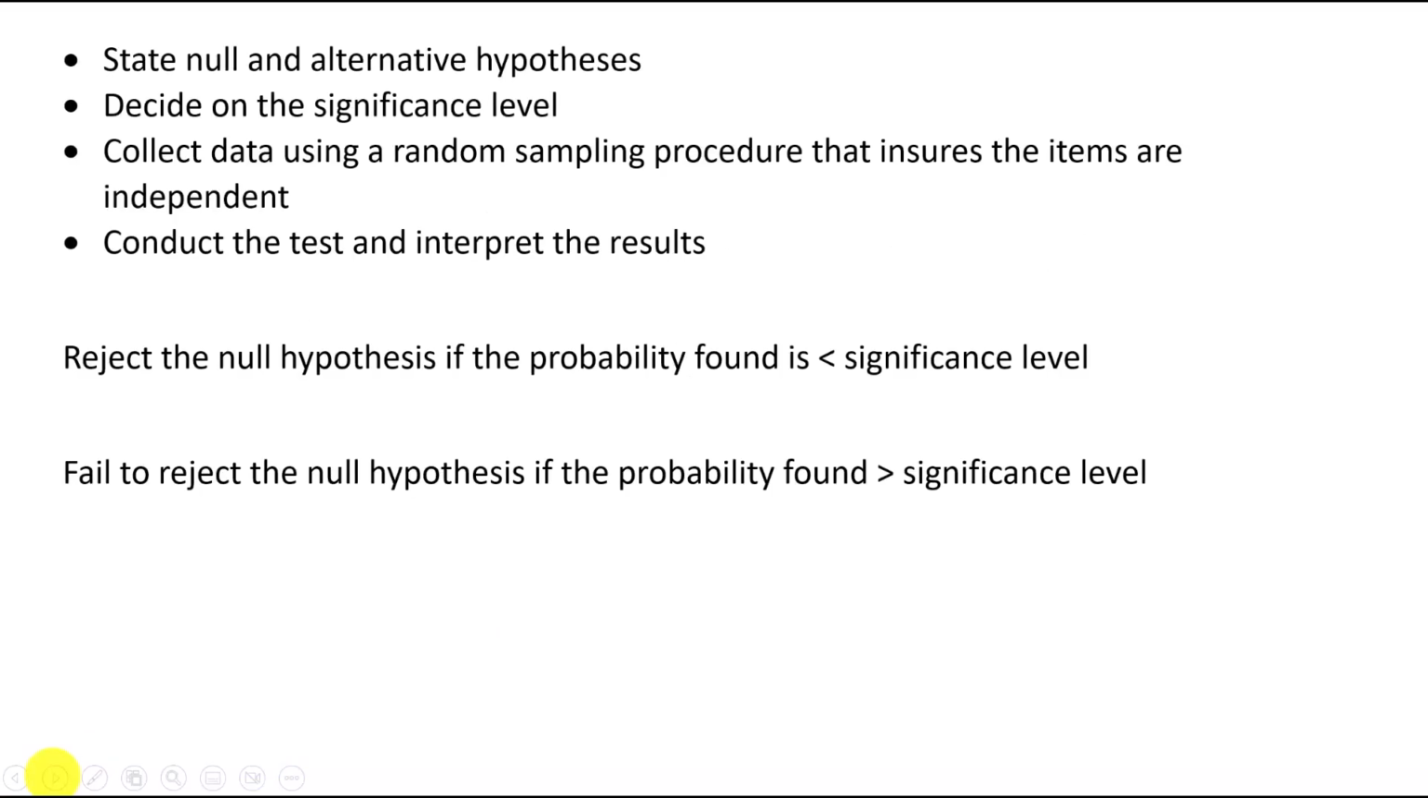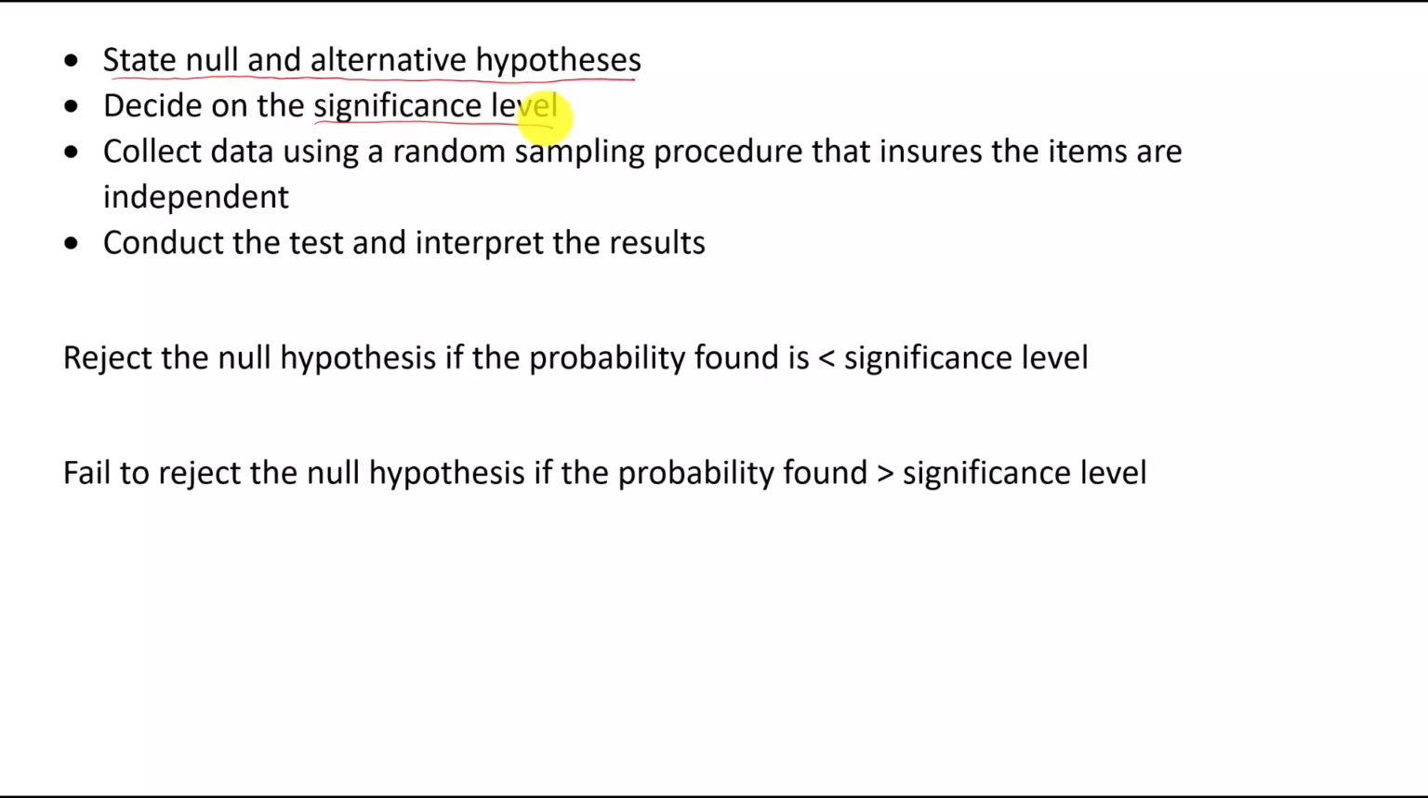For binomial distribution with a hypothesis test, the first thing we're going to do is state the null and alternative hypotheses, and we'll learn what those are. We are going to decide on the significance level. In this case, the significance level is going to be given to us. But if we were doing this on our own and we were collecting data, we would decide what significance level we wanted. But this will be given to you.